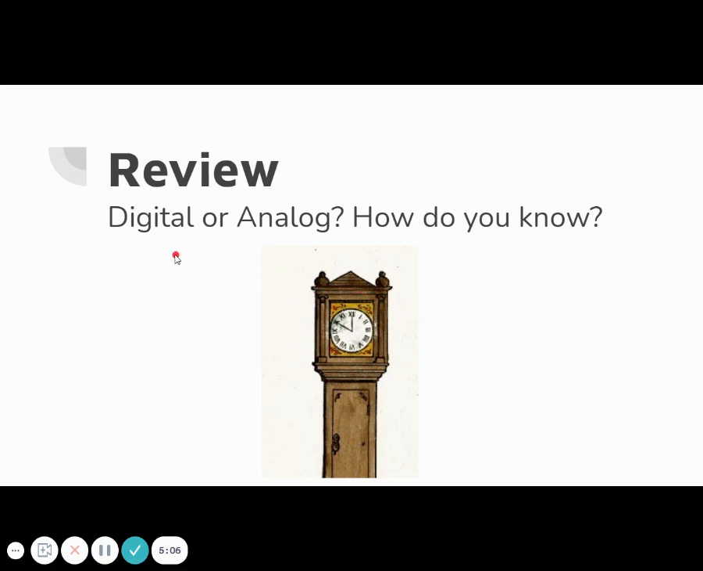Is this grandfather clock a digital clock or an analog clock? Don't forget to think about how you know. It is an analog clock, right? So how did you know it was an analog clock? Share with me, or an adult. Good, you should have said you know because it has a face and it has a minute hand and an hour hand. Good job, friend.